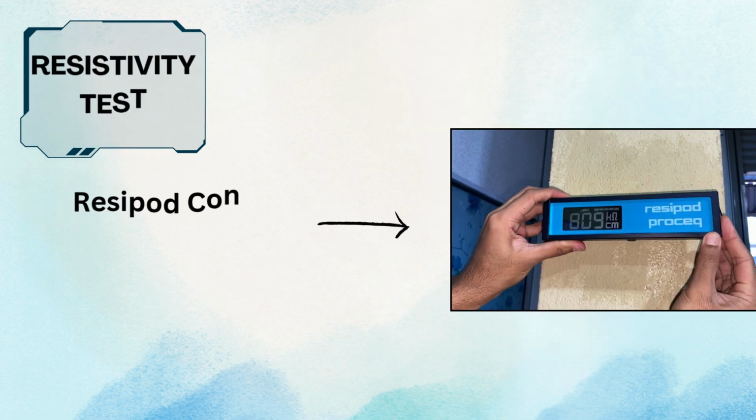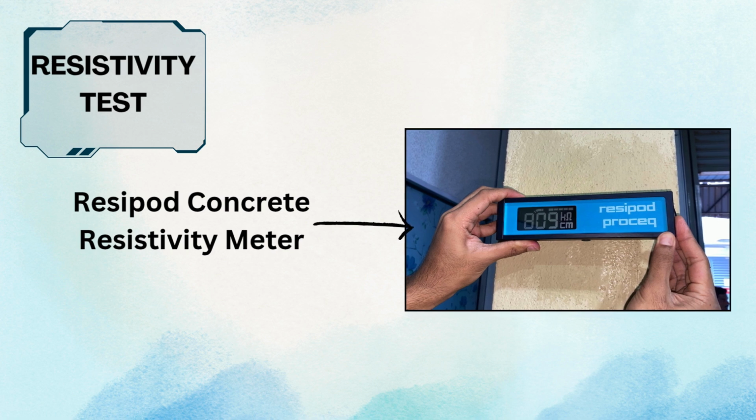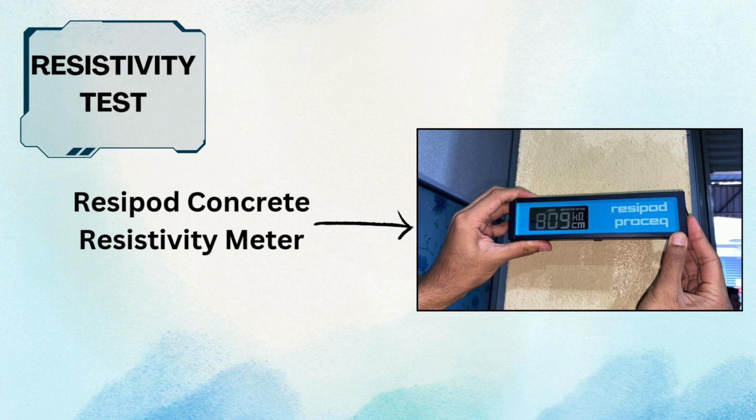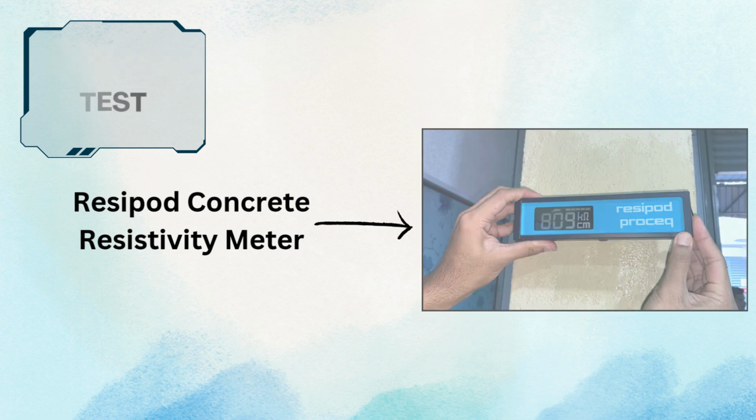The image shows a Resipod concrete resistivity meter. This device has electrodes that are placed on the concrete surface. It then passes a small electrical current and measures the resistance. High resistivity means it's harder for harmful ions to penetrate, which protects the steel reinforcement inside the concrete from corrosion. Low resistivity indicates a higher risk of corrosion.